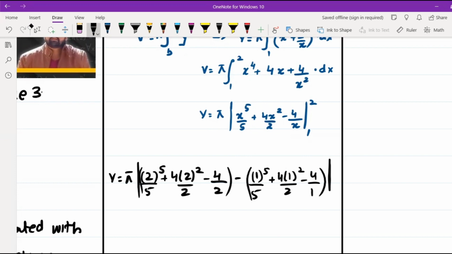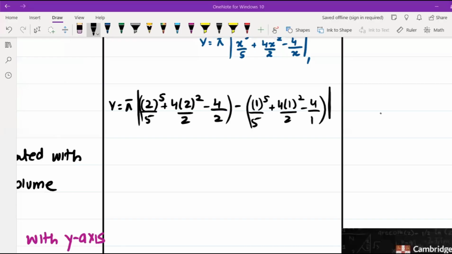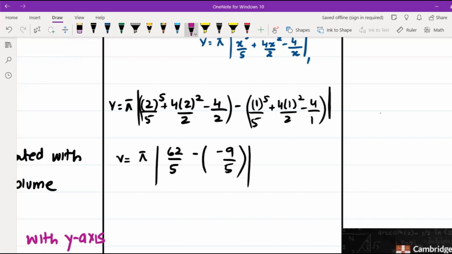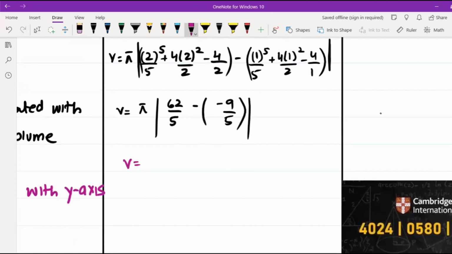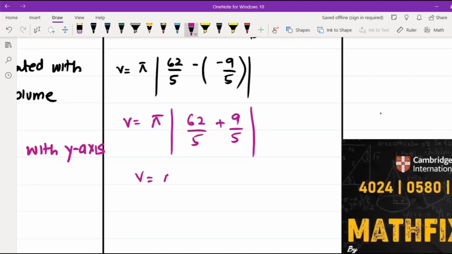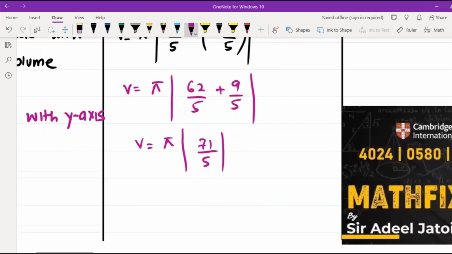We'll be having the answer for this will be 62 upon 5 minus, and this will be minus 9 upon 5. But this thing should be multiplied with pi. And since obviously we have a negative sign, what we're going to do is 62 upon 5 plus 9 upon 5 will be used. And then we will end up having the pi value. We have 5 and 5 in common. This should be 71 upon 5. So the end result that we will have is 71 upon 5 pi.